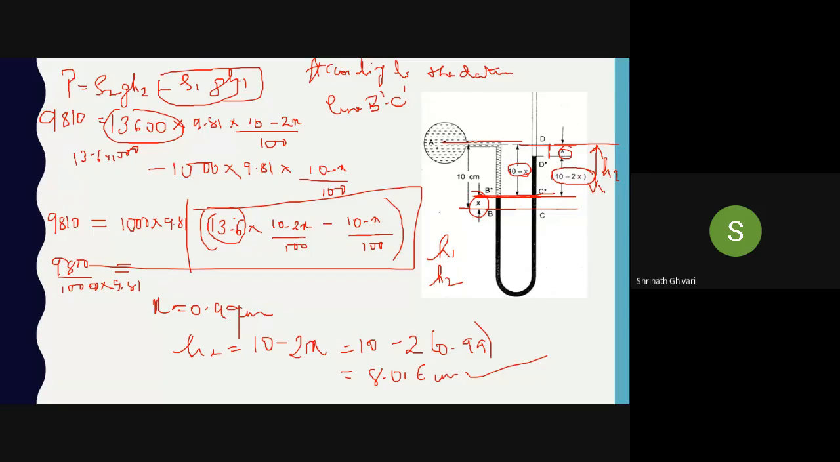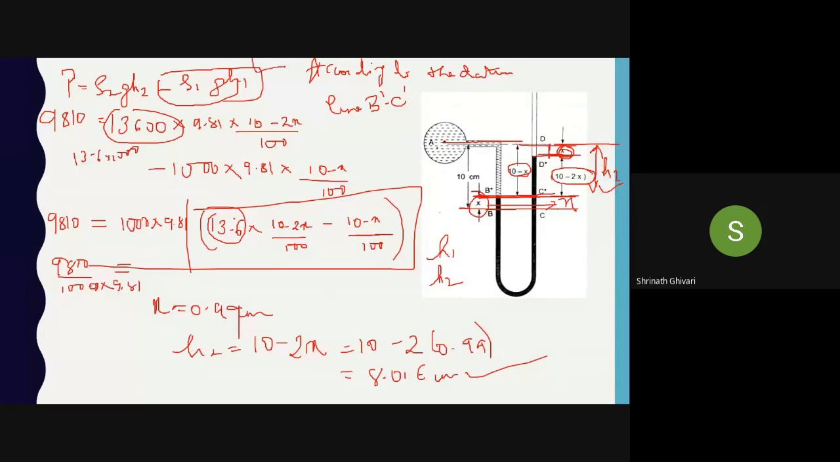Now how to calculate H2? What is H2? The difference in the mercury level. So from here to here. This is X, and this is the same X. So 10 minus X plus X, that is 2X. So 10 minus 2X. That will become your H1 and H2.